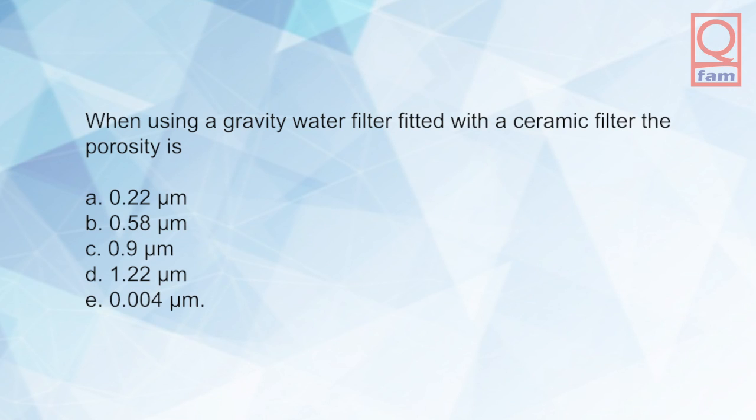When using a gravity water filter fitted with a ceramic filter, the porosity is A. 0.22 micrometers, B. 0.58 micrometers, C. 0.9 micrometers, D. 1.22 micrometers, E. 0.004 micrometers. The answer is A. 0.22 micrometers.